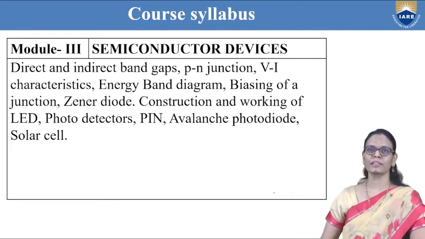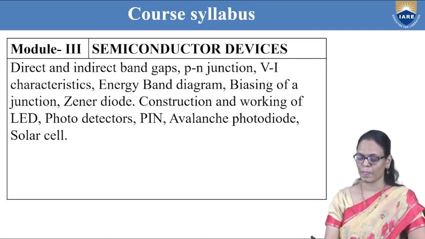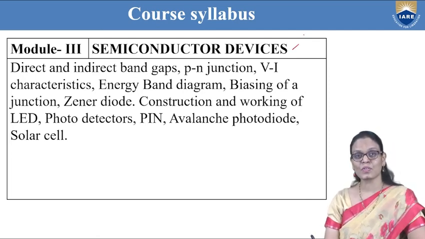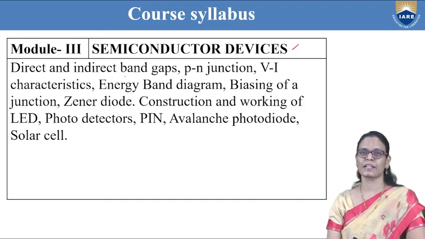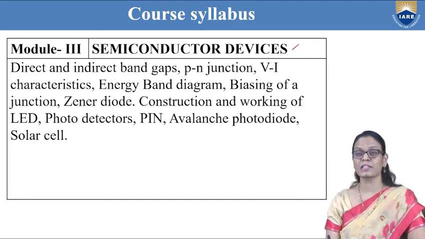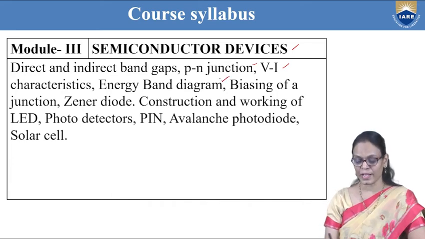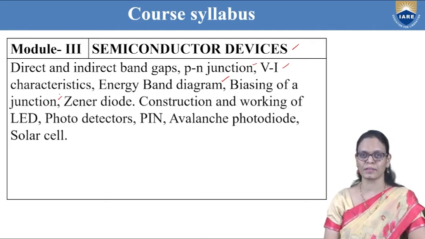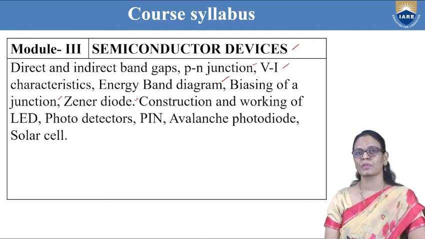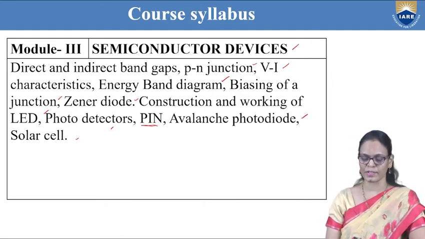And the third one is semiconductor devices. In semiconductor devices, first we are going to understand what are direct and indirect band gaps. Then how a PN junction is formed and what its voltage current characteristics are. Then understand the energy band diagram, biasing of a junction, why biasing is required and how we do it, and the different types of biasing. Then Zener diode, construction and working of LEDs, photodetector, PIN diode, that is PIN or the avalanche photodiode, and then the solar cell.